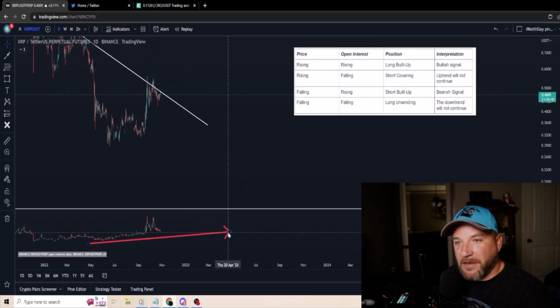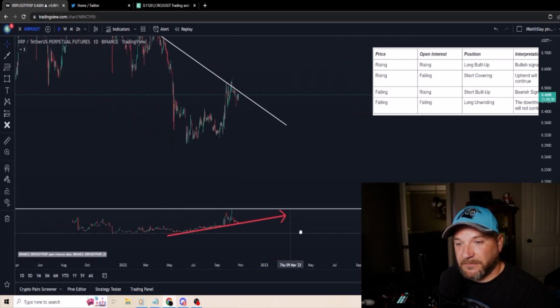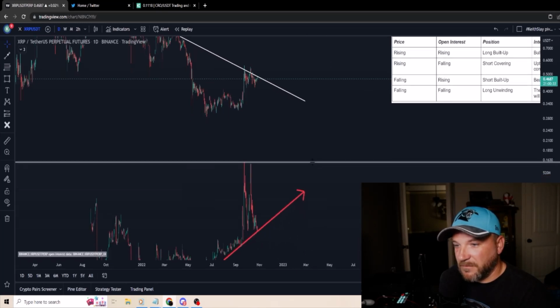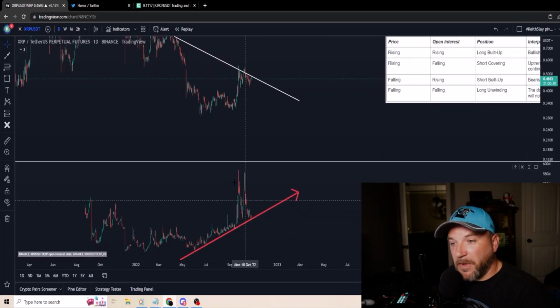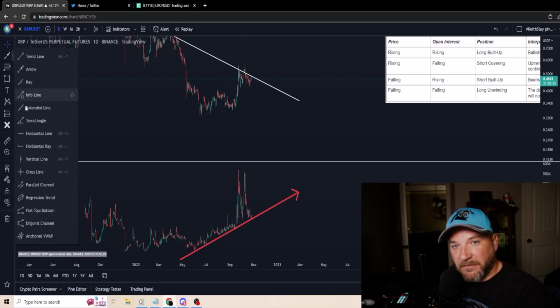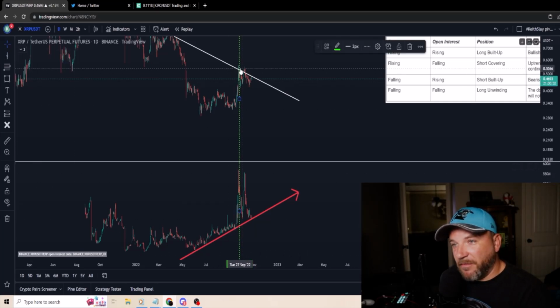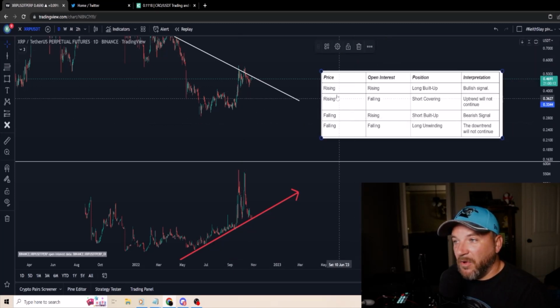All right. So now you're seeing on the daily chart here, sure enough, price going up, but on a shorter time, since it looks like, let me draw a vertical line right here. Vertical line, let's grab it right there. Looks like since about this point on Sunday the 25th of September, the interest kind of started changing. You had rising price, but falling open interest, short covering, uptrend will not continue.